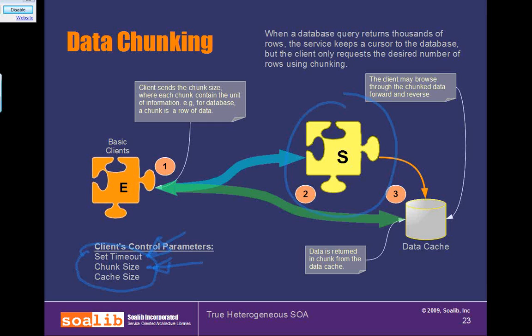Now the database query may have 1,000 rows. The response the client wants is only 10 rows, the first 10 rows. Because this client has limited memory, it wants 10 rows at a time. It will fetch 10 rows, process them, and then request the next 10 rows. So this is called chunking.